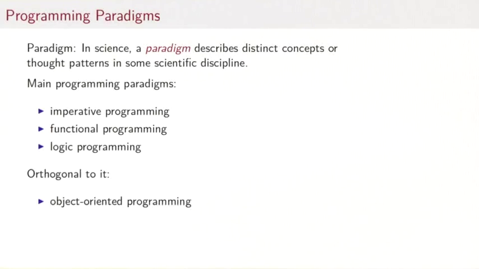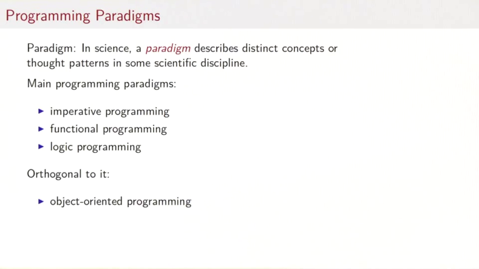So let's get started. I've talked about functional programming as a different paradigm. If you go back to the meaning of the word, in science a paradigm describes distinct concepts or thought patterns in some scientific discipline. In programming, we can distinguish three main paradigms. There's imperative programming, that's what you probably know from languages such as Java or C. There's functional programming, and there's a lesser-known one called logic programming.